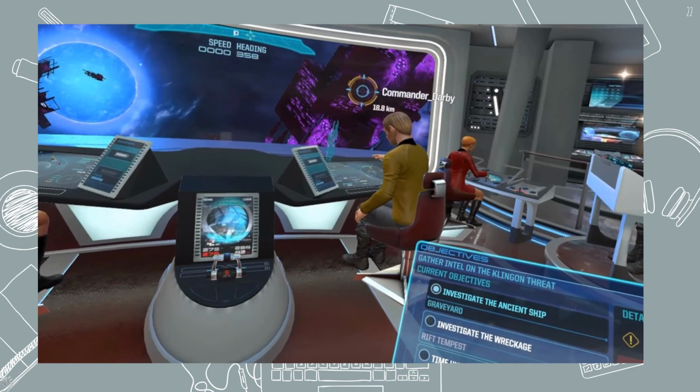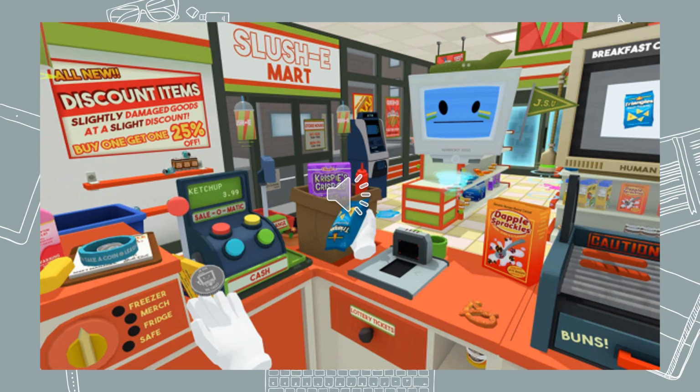This one's called Job Simulator, and it's a game where you're put in various situations and given mini missions. In the picture, you can see they're in a convenience store and they have to serve customers, and that means taking their money, making food and cleaning and all sorts of things.